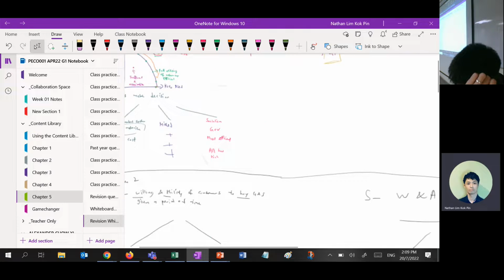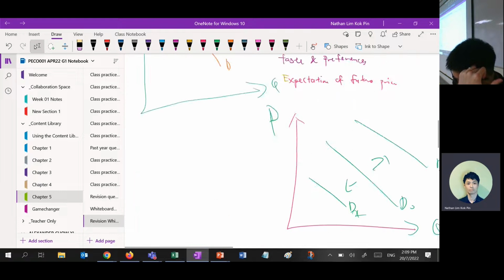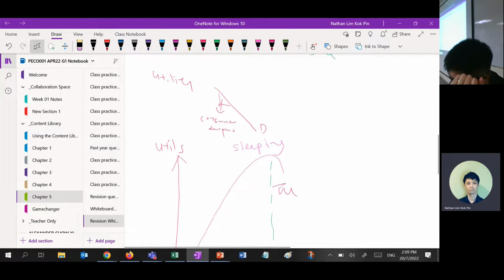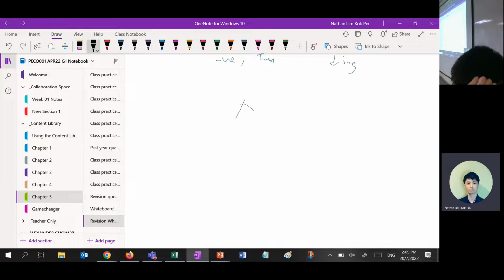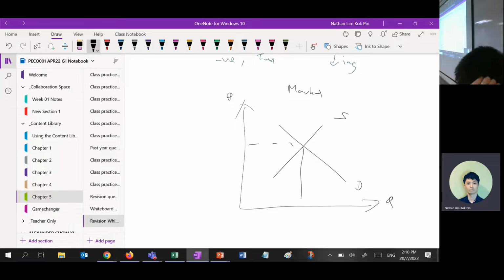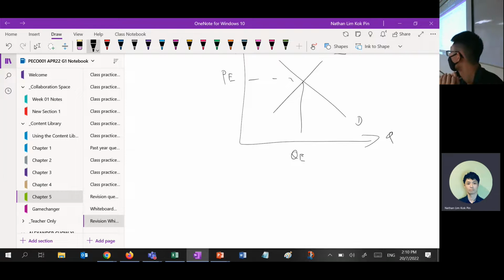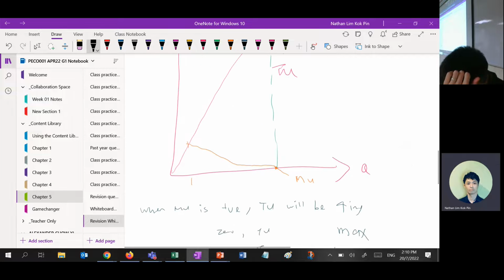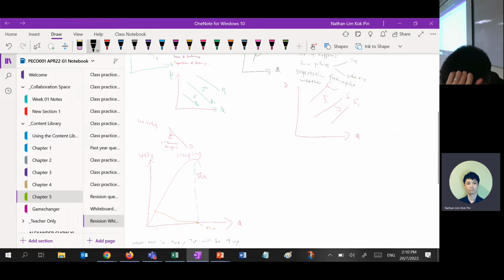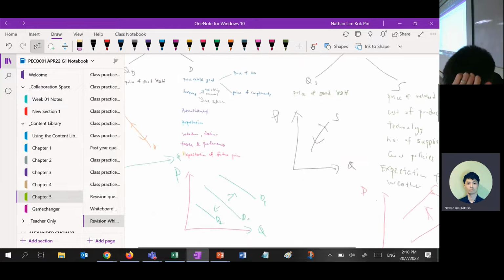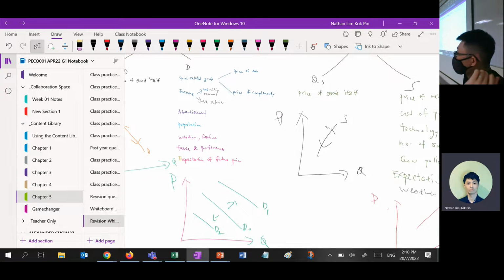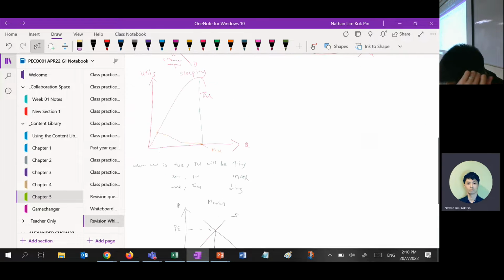So under the market system, what is price mechanism? Price mechanism is just combining the demand and supply together. This is known as the market. And this is known as the equilibrium price and equilibrium quantity. How to shift the demand and supply is all based on the factors in the demand and the supply just now.